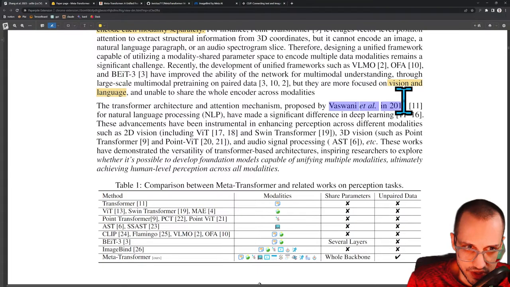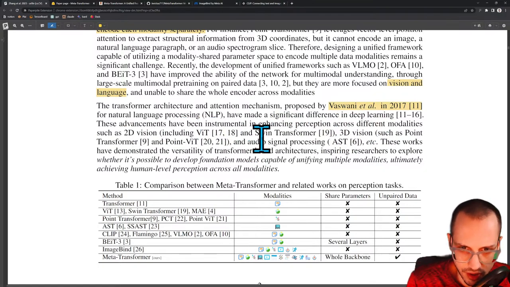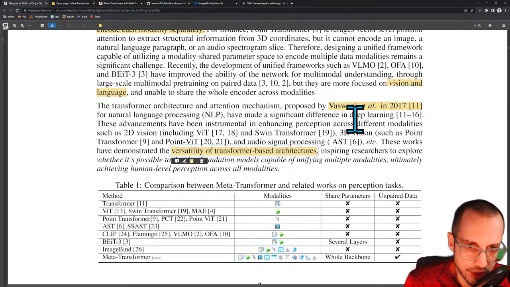So here's your 2017 Attention Is All You Need paper. This paper has so many citations at this point. Made a significant difference in deep learning. These advancements have been instrumental in enhancing perception across different modalities such as 2D vision, 3D vision, and audio signal processing. These works have demonstrated the versatility of transformer-based architectures. This is something we saw even just this week. We read a paper called General Pattern Machines. Language models are general pattern machines, but basically this comes from the fact that transformers can consume any sequence.